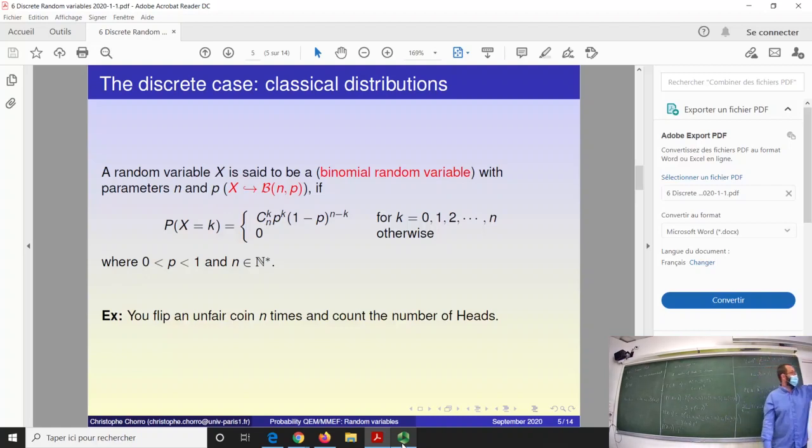Because if you have in mind flipping the coin, the binomial appears when I flip a coin several times and count the number of heads. If you define this Bernoulli, what is X1? X1 is 1 if I obtain head on the first flip, 0 otherwise. X2 is 1 if I obtain head on the second, 0 otherwise. X3 and so on.